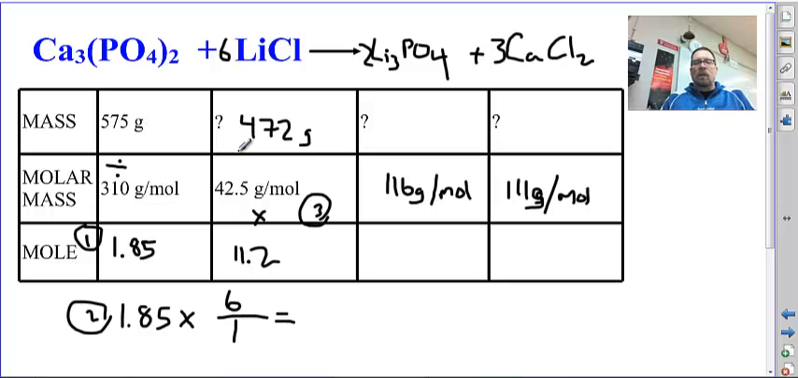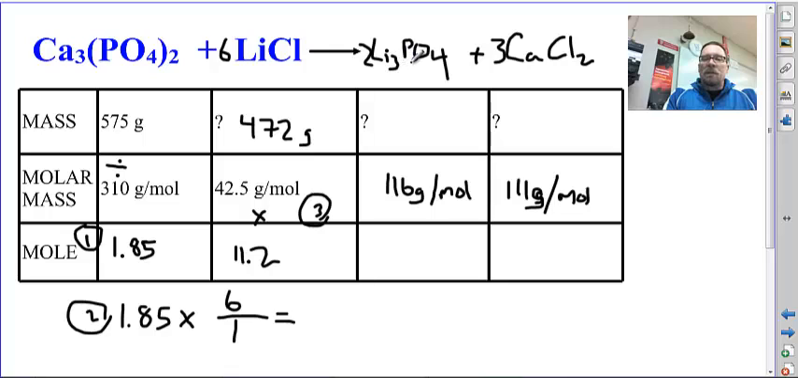And it illustrates a great point. It's a 6-to-1 ratio of moles, but this is why we can't use grams, because calcium phosphate, with all its molar masses, is much more than lithium chloride. So 11 moles here is only 472 grams, whereas barely 2 moles are 575. So you can see why we have to work in moles to make the ratio work.